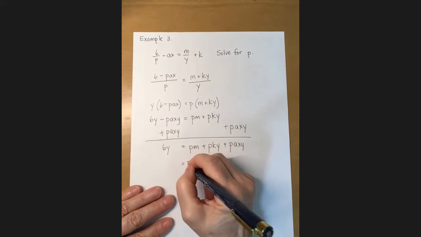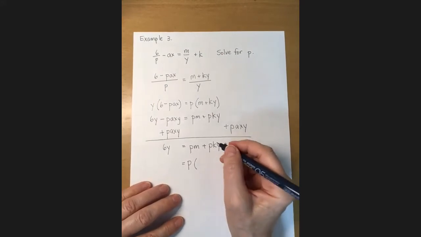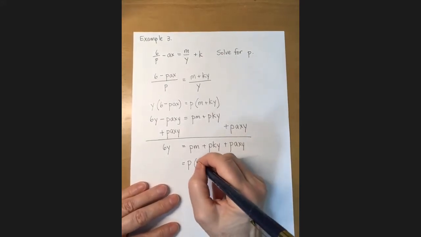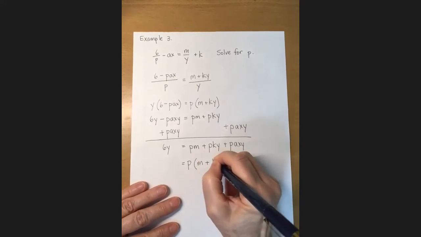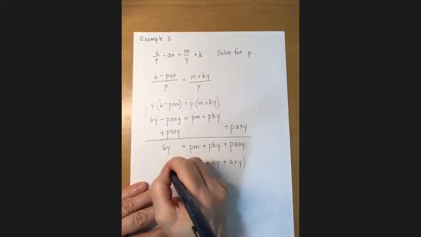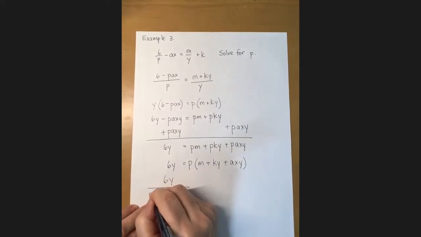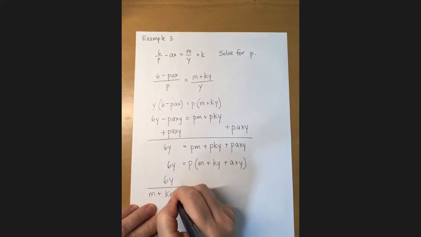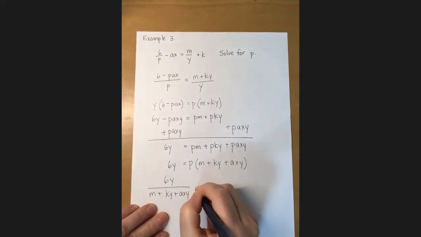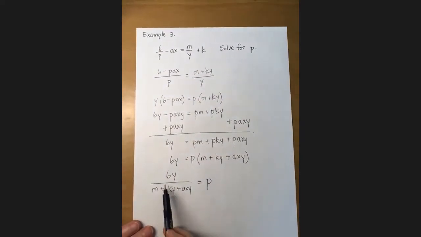Once again, factor out the p, because that's what we're solving for. That's what we want an expression for. Sorry that my table shakes. And so it's p times m plus ky plus axy, that's equal to 6y. And so when we divide both sides by m plus ky plus axy, we have our value for p in terms of all the other variables and the token number that they put into example 3 for us.